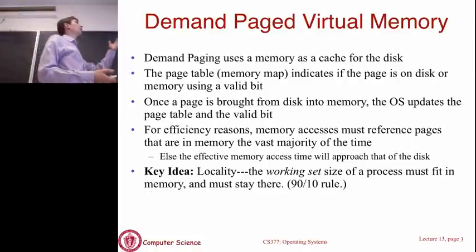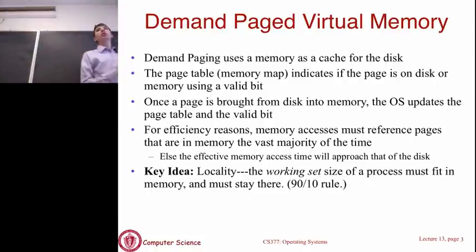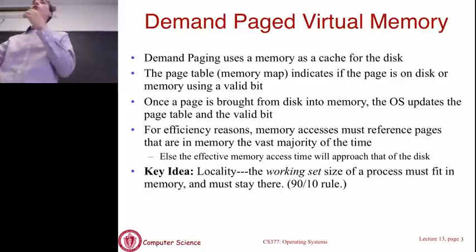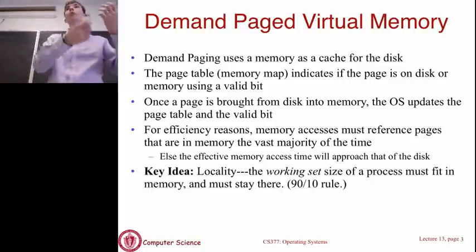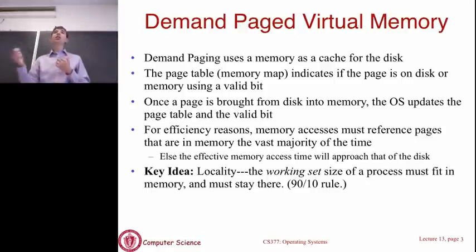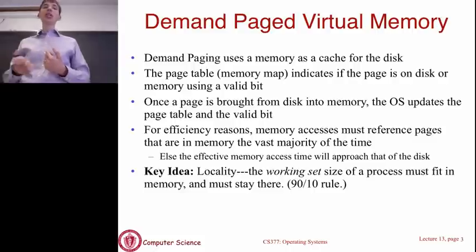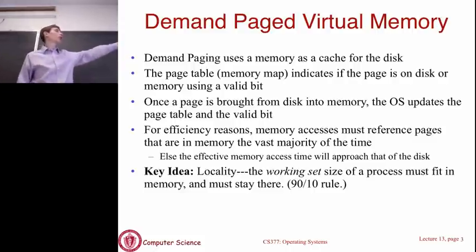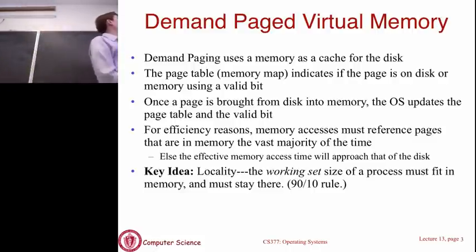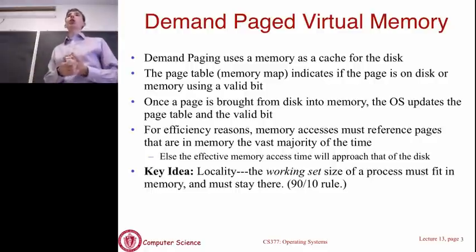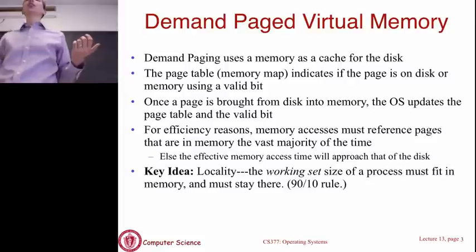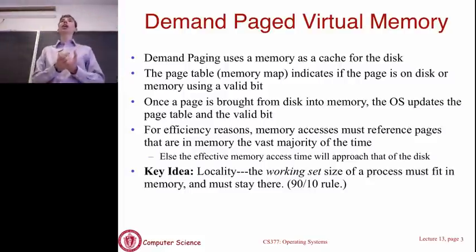Now, because going to the disk is so slow, we're going to need to ensure that almost all references are going to be in memory. So we really need to keep to an absolute minimum the amount of time we spend going to the disk. Right, and so this is again the idea of locality, where a process is working on a certain amount of its memory. So we might call that the working set, which is essentially the small bit of the process that's actually being used at that time.